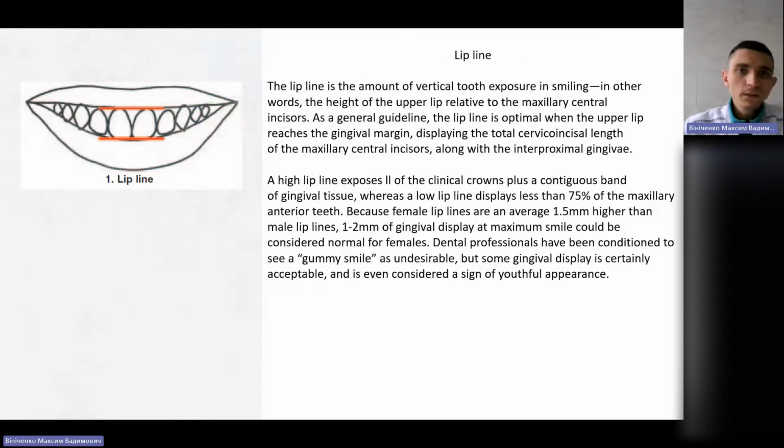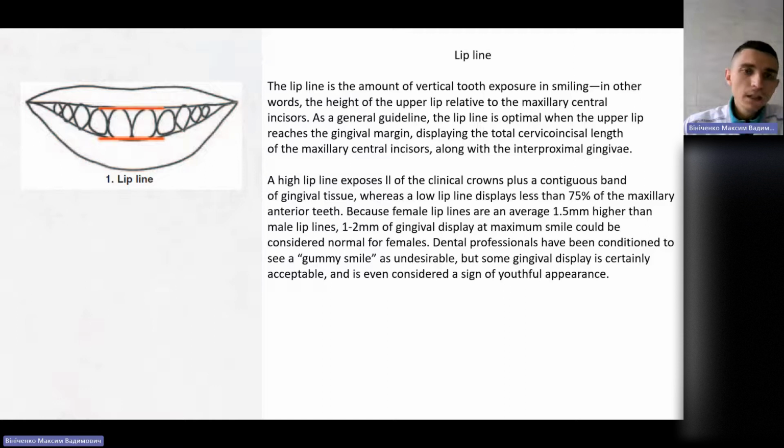The lip line is the amount of vertical tooth exposure in smiling, in other words, the height of the upper lip relative to the maxillary central incisors. As a general guideline, the lip line is optimal when the upper lip reaches the gingival margin. As we can see here, it displays the total cervico-incisal length of the maxillary central incisors. We do not see the lower incisors, only the full height of the upper central incisors along with the interproximal gingiva.